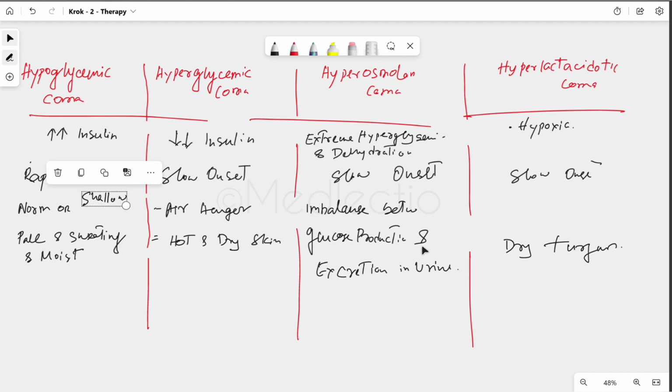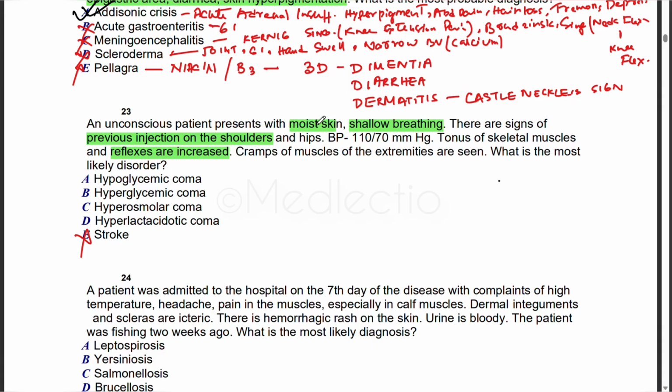These two mimic hyperglycemia. So as you see, increased insulin, rapid onset, shallow breathing, moist skin. We have moist skin, shallow breathing, injection history. So this is our hypoglycemic coma.